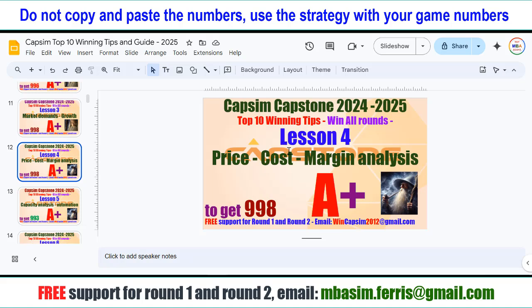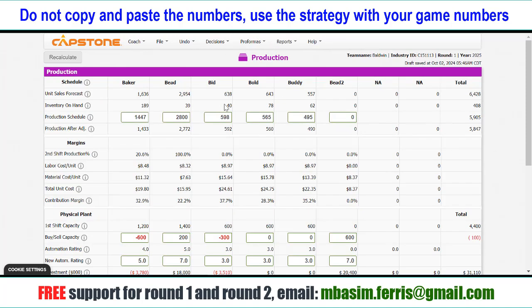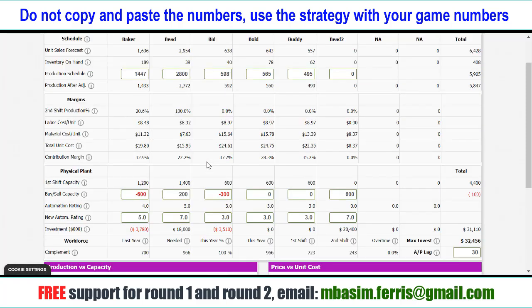If you want to look at the margin analysis, how can we see? We look at the decision and production here. We can see the cost, the price, and also you can see the contribution margin here. 32 to 22. That's why we can increase.